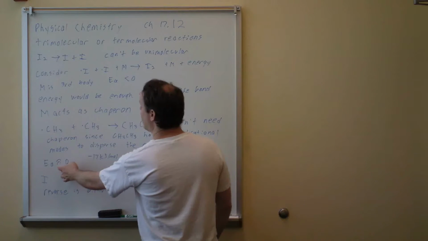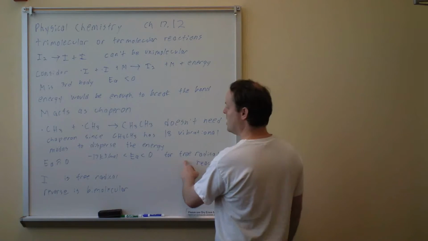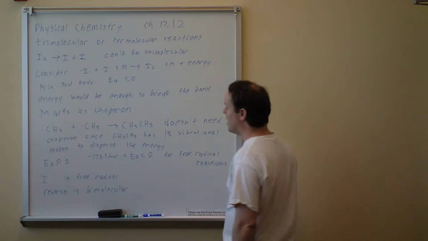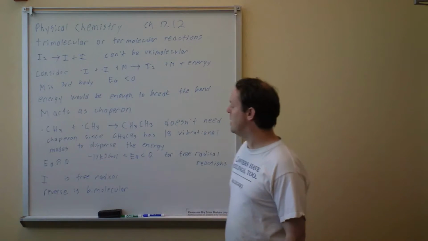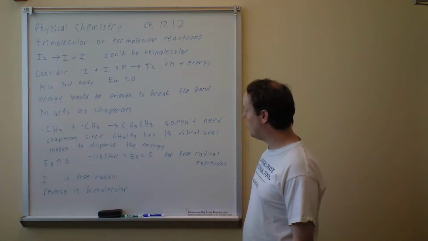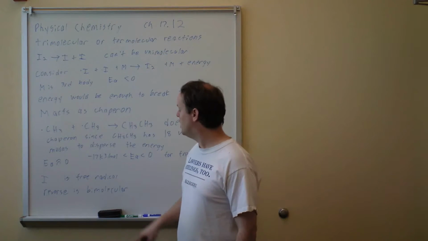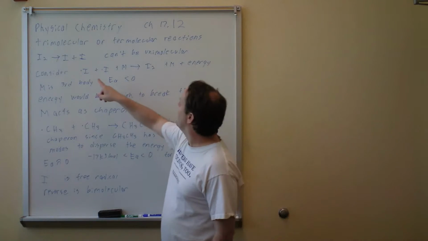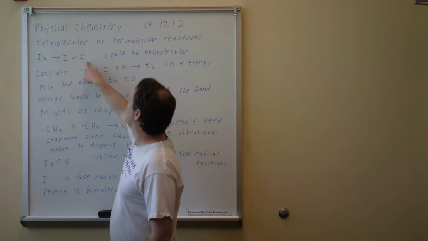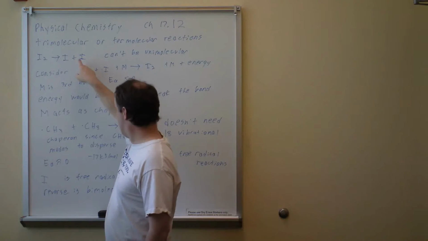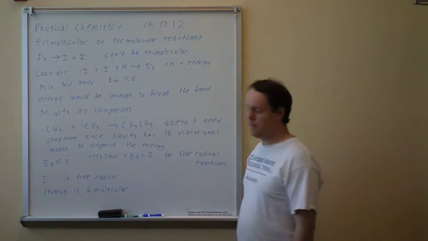So, like I said, the energy of activation for a free radical reaction is roughly zero. I don't know if this is a record, but it can typically be about minus 17 kilojoules per mole, somewhere in there. And again, I already said iodine is a free radical. In this example, I2 going to I plus I would be a bimolecular reaction.